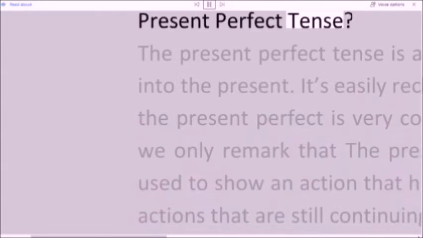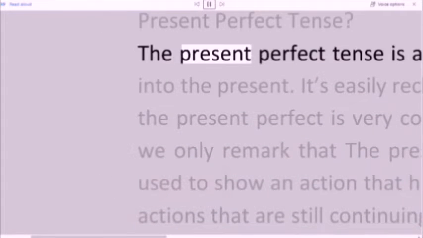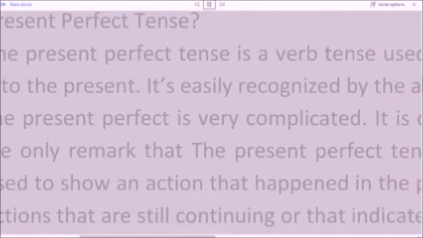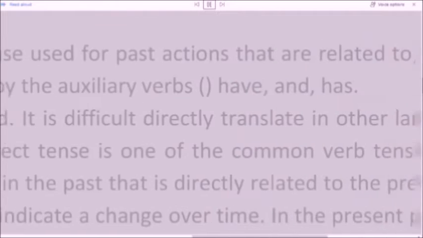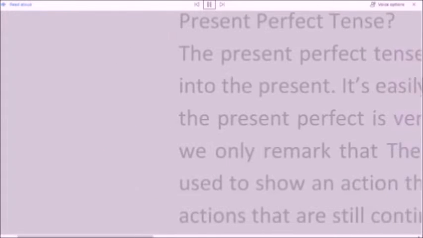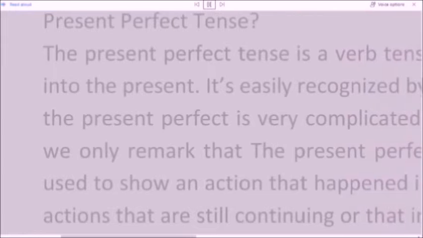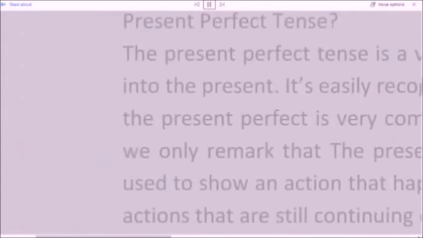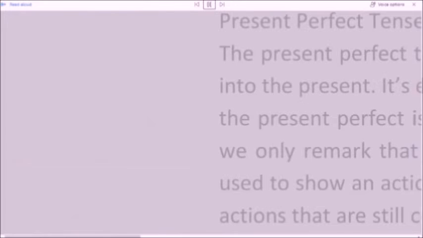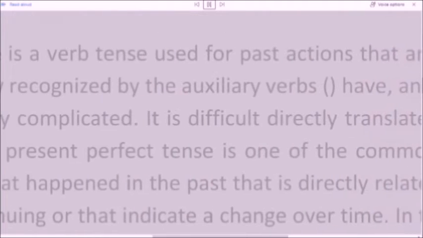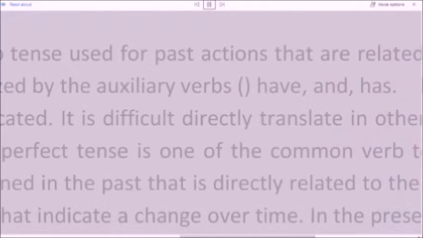Present perfect tense. The present perfect tense is a verb tense used for past actions that are related to, or continue into the present. It's easily recognized by the auxiliary verbs have and has. The present perfect is very complicated.